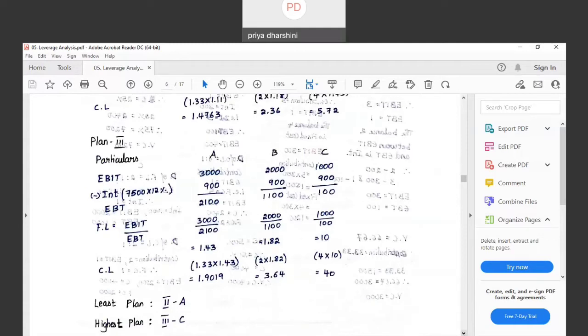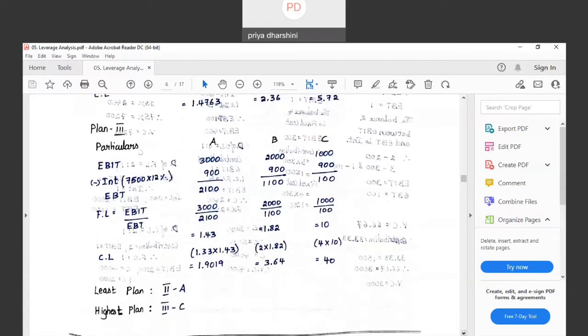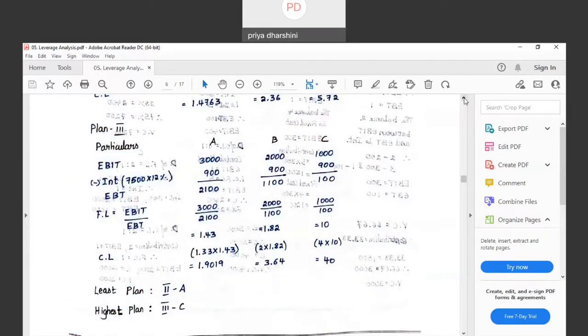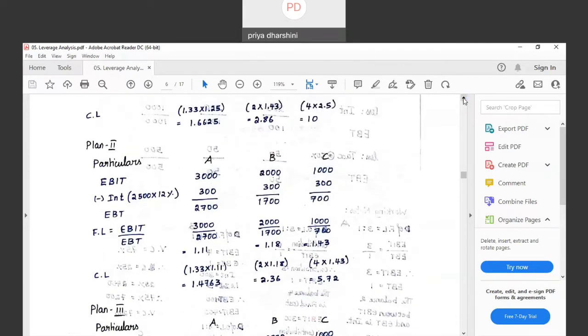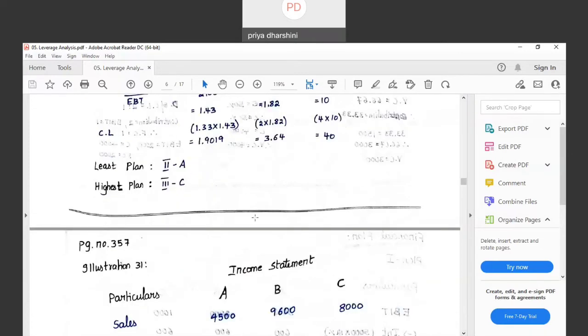If you are looking into combined leverage, the highest value is 40. It is for situation C, plan 3. Situation C, plan 3, you have the highest combined leverage. The lowest combined leverage will be 1.4763. That is the least, for situation A, plan 2. That is the lowest combined leverage.